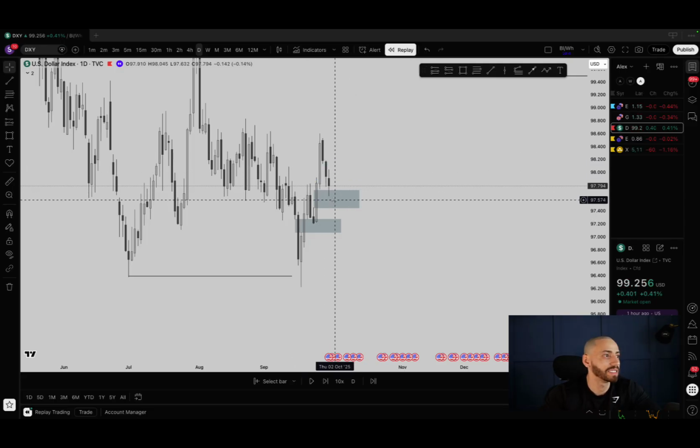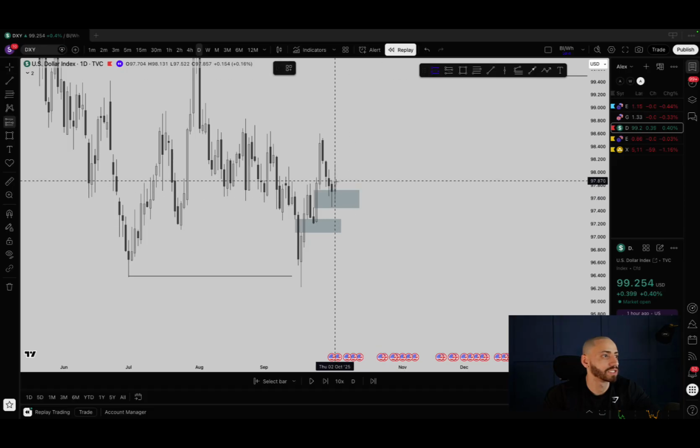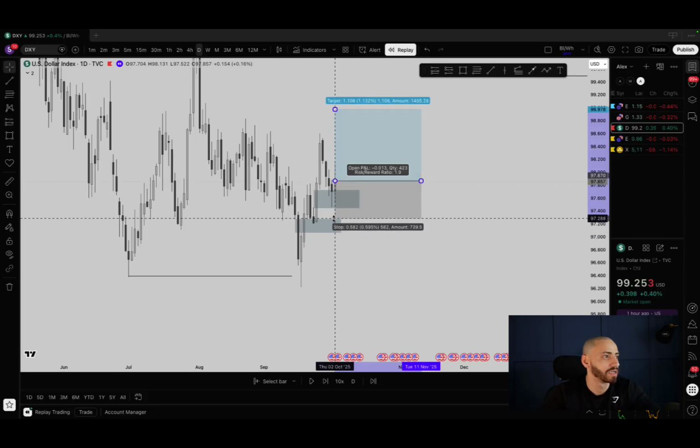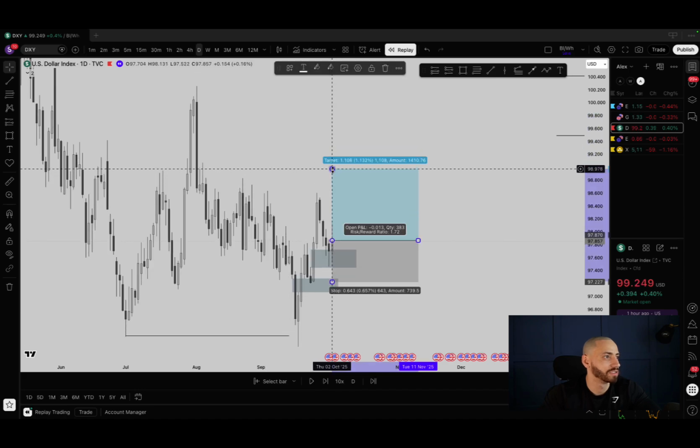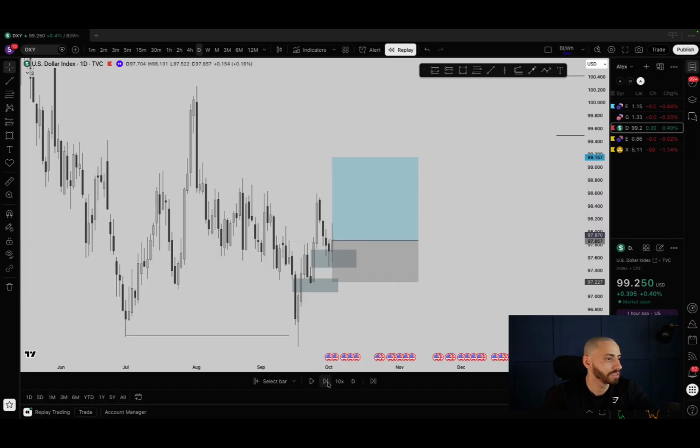Now it's tapped into this one. We've got a bit of a wick here that's been created. Play it forward. We've got another wick that's been created. So again, it's respecting. And now we could potentially set entry, something like this, covering the low, and going for a 2R trade. Let's play this forward. And there you are, right?